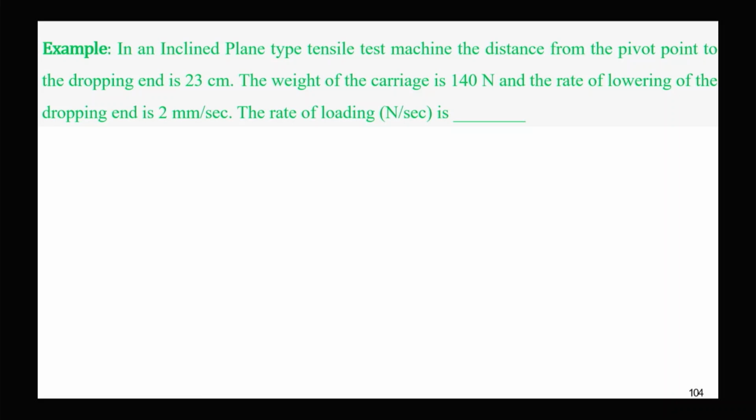Now let us try to solve a few numericals. In an inclined plane type tensile testing machine, which we have just discussed, the distance from the pivot point to the dropping end is 23 centimeters. That's fixed for the machine. The weight of the carriage is 140 Newton, and the rate of lowering down the dropping end is 2 millimeter per second. What will be the rate of loading on the specimen?